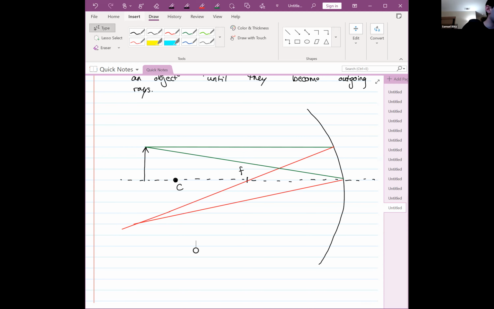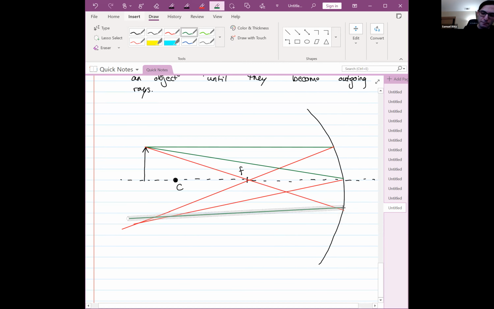Okay. Third ray, it passes through the focal point, and it comes out parallel, for the same reason that if it goes in parallel, it'll pass through the focal point. Oh, this is going to be so bad. I'm sorry, guys. If I could do this with a computer, it would be a lot better.